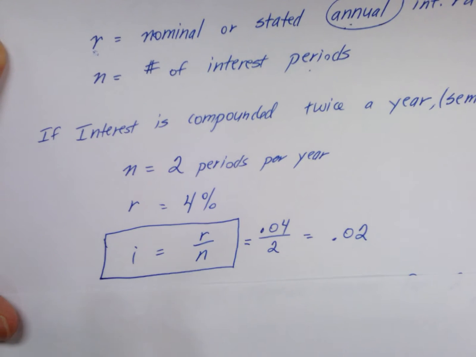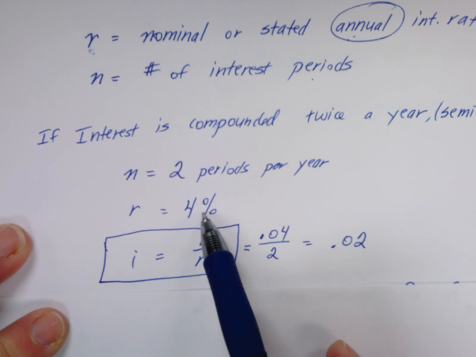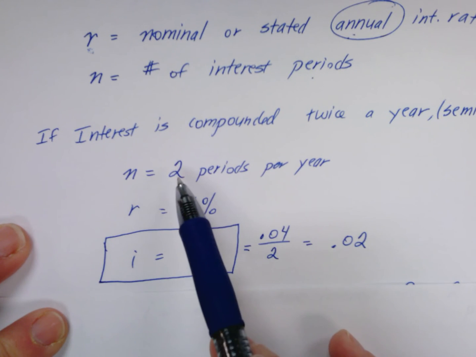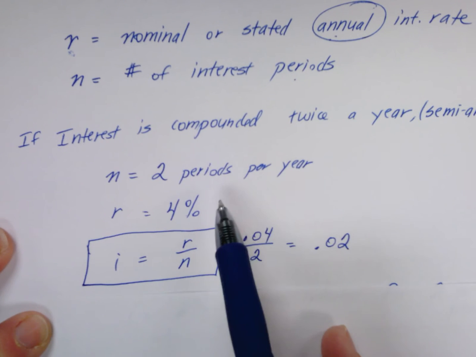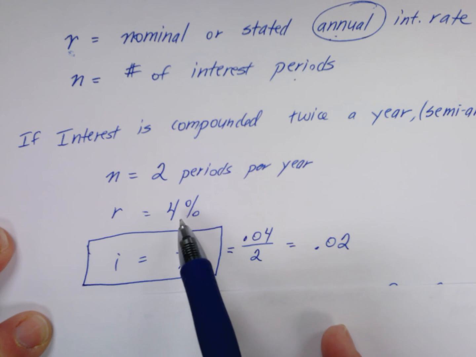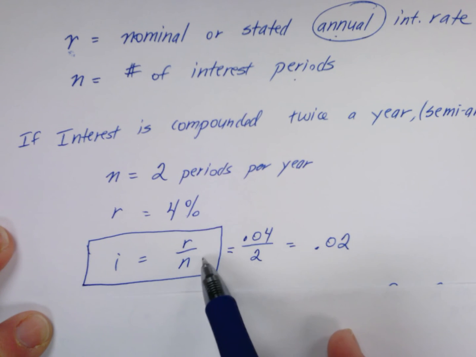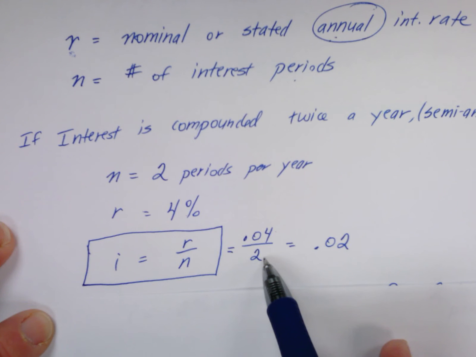Okay, so let's do an example here to translate R, the annual interest rate, to I, an effective interest rate. For N, 2 periods per year. In this case, interest is compounded twice a year, semi-annually, so we have 2 interest compounding periods per year. An annual or contract stated rate is 4% for the year. What does that mean per interest period? So we translate: I equals R divided by N. R is 4% annual stated interest rate divided by 2 interest periods per year.